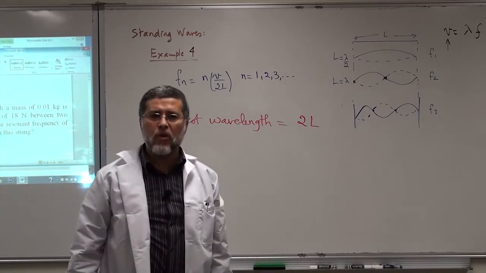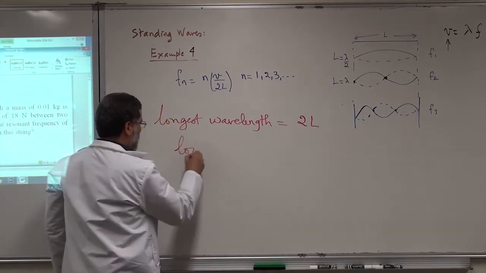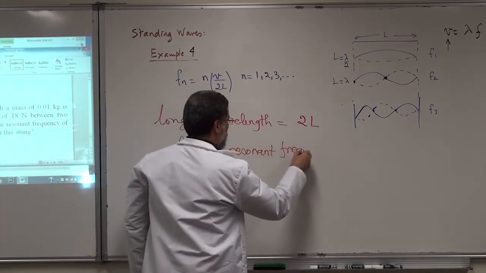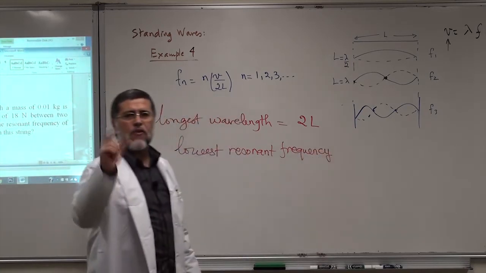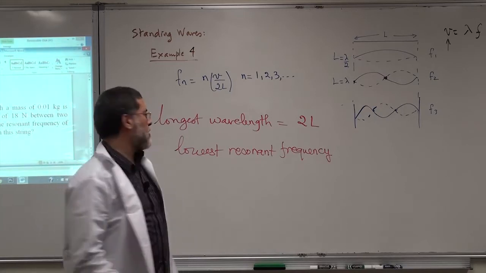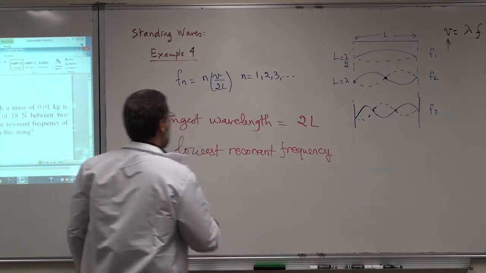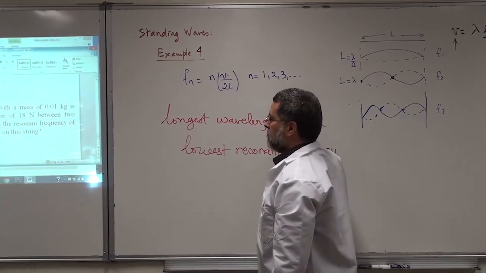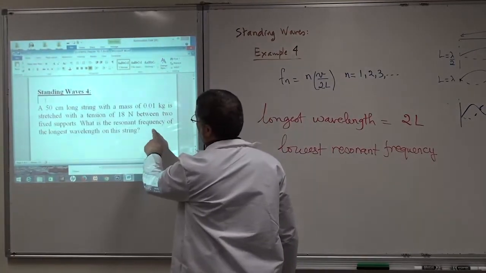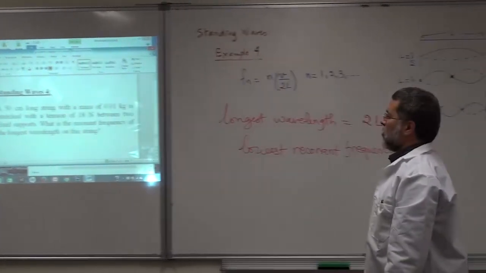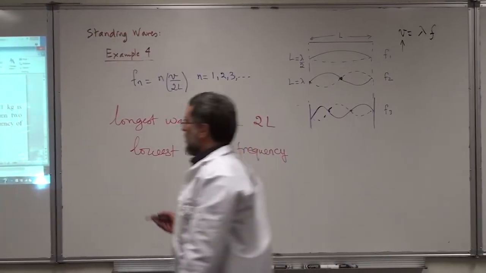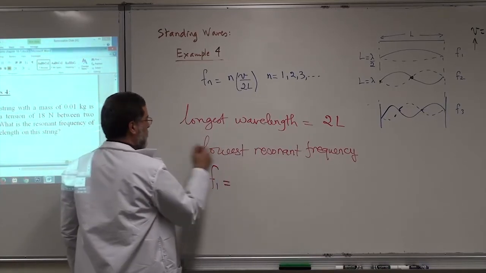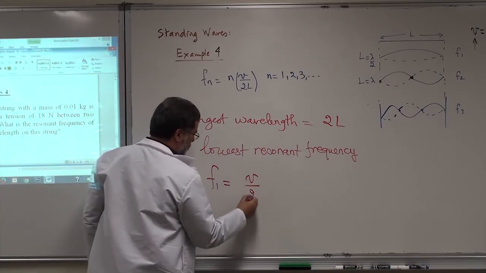And that's the lowest resonant frequency. This is also the lowest resonant frequency, because the frequency and the wavelength are inversely proportional. One of them increases, the other one decreases. That's the lowest. So the longest wavelength will be 2L. But he wants the frequency. He doesn't want the longest wavelength. He wants the frequency. So we're talking about F1. The longest wavelength corresponds to the lowest frequency. Very important. So F1 is V over 2L.